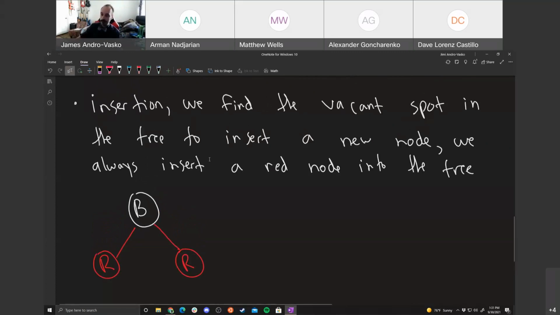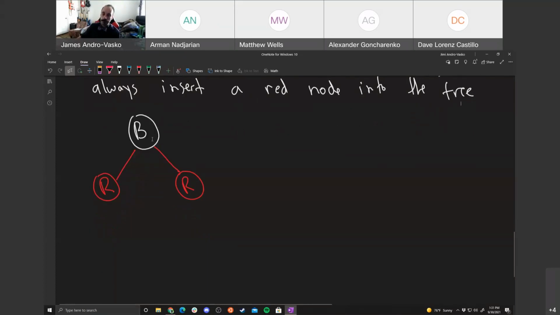So right here, given the following tree, this black node could be the root or could be somewhere deeper in our tree. But let's say we had the following situation, and we insert a red node. So we always insert a red node, and say it goes right there. And we see right there we're violating our red-black tree order because we have a red parent and a red child, and we cannot have that.